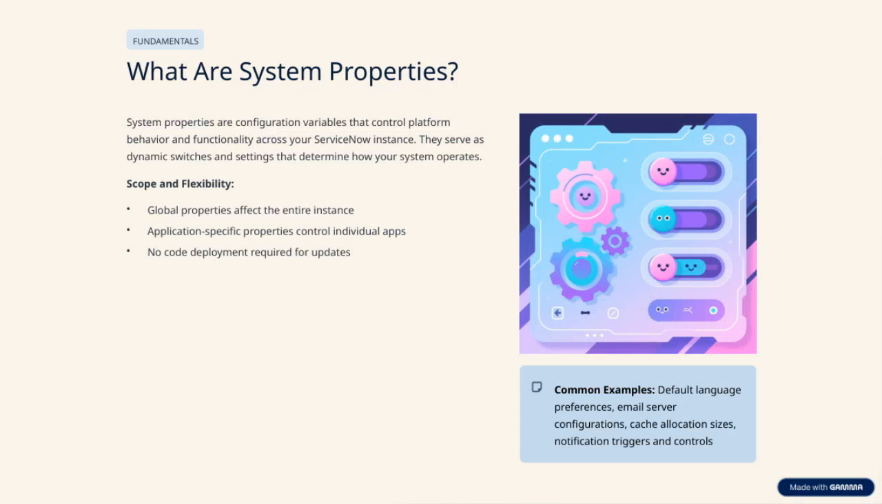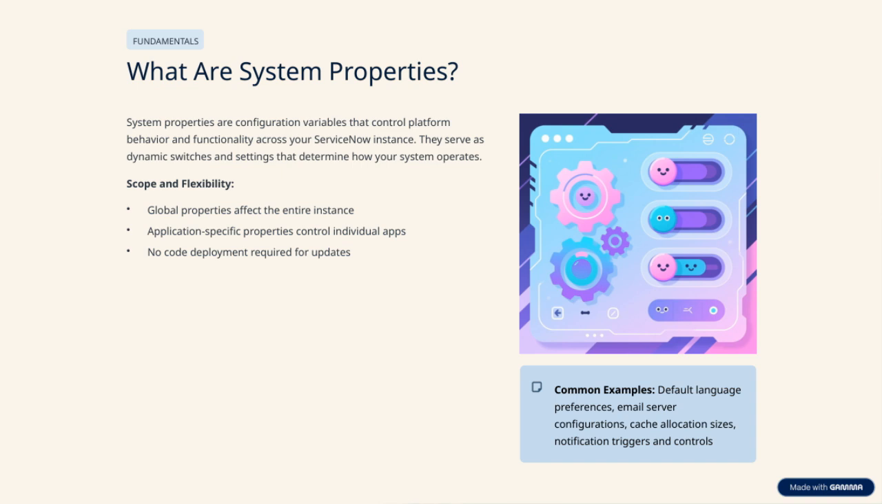Now, let's look at some common examples of system properties. These include default language preferences, email server configurations, cache allocation sizes, and notification triggers and controls. These are all settings that help tailor the system to meet specific needs. One important point is that updating these properties doesn't require any code deployment, making adjustments quick and straightforward. We also see that application-specific properties allow us to control individual apps, giving us the flexibility to customize without affecting the whole system. On the other hand, global properties impact the entire instance, providing a way to manage overarching behaviors.